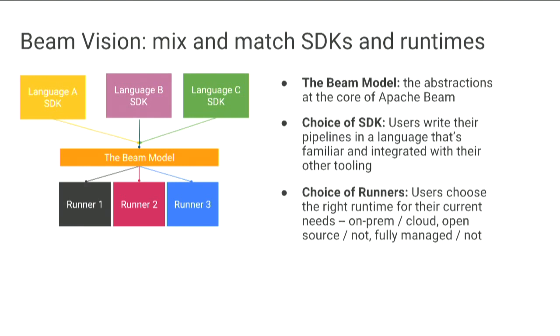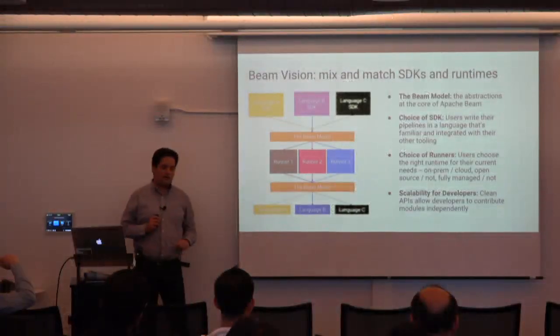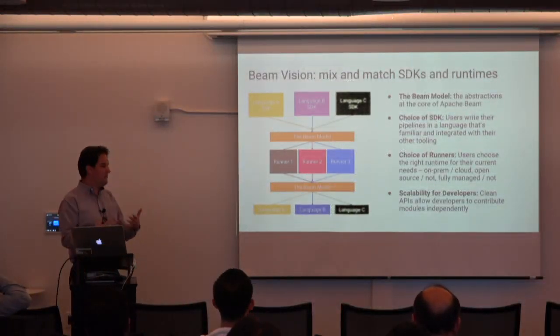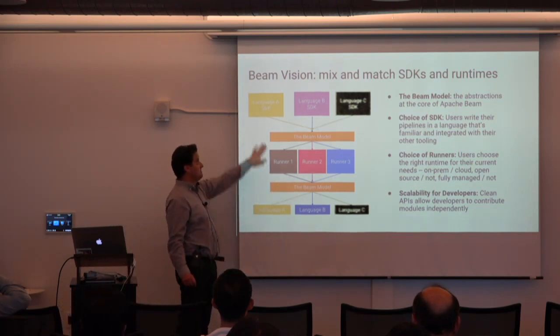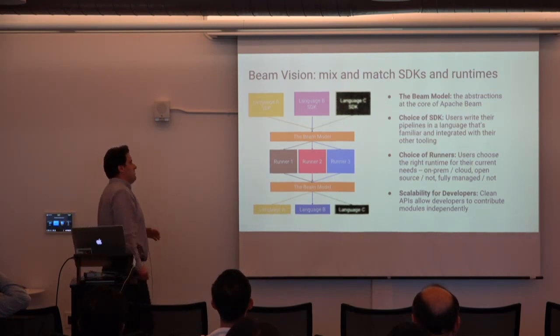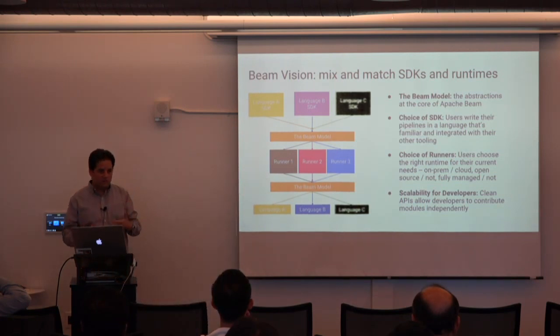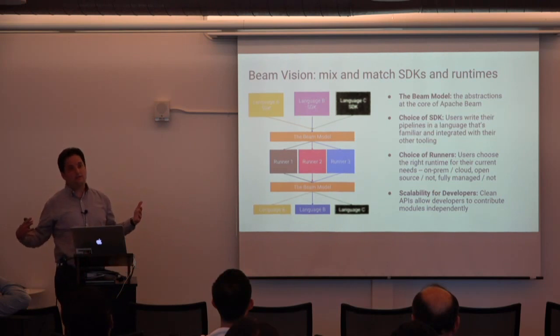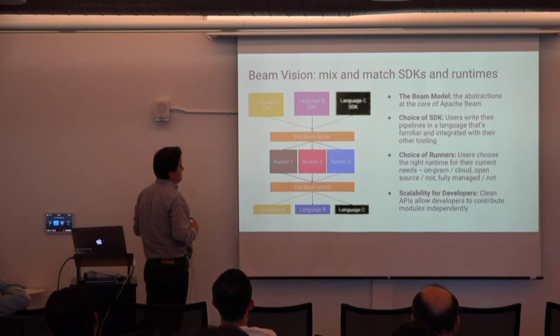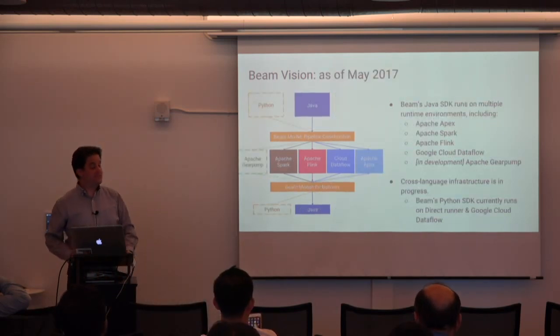It can be open source or not. They can be fully managed or not. They can be anything. And then finally, when the runner needs to go back and execute something that the user specified in a language, the runner needs to go back to the same language the user specified. And we in the project provide scalability for developers so that not every runner needs to support every SDK, or every SDK every runner. We provide clean abstractions so that code written once just works on everything else. And this is a vision for the project: anything run anywhere.